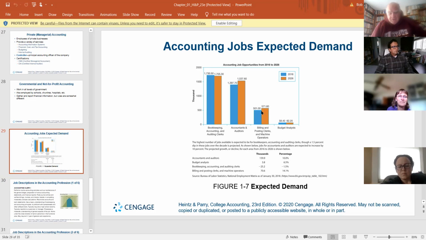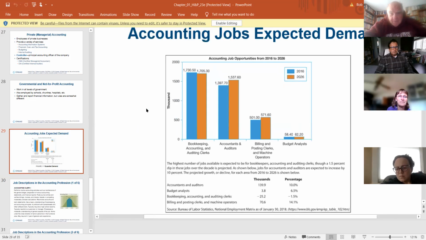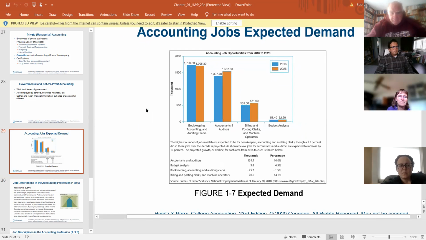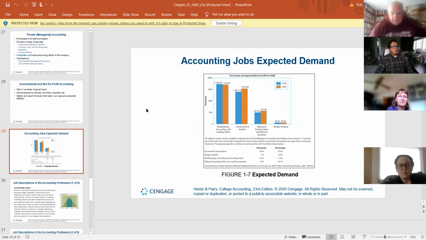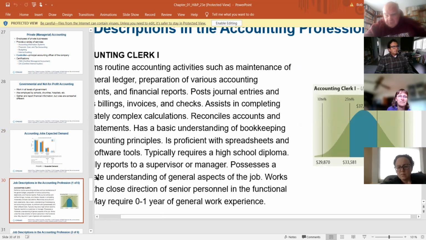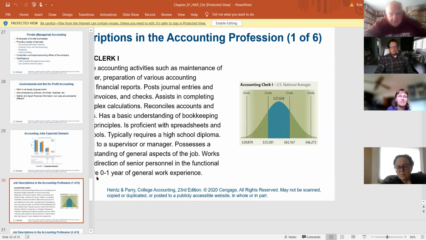And we'll end up by just glancing at these charts here. I don't even think anybody can read these things. And I guess I can make it bigger. They're just talking about the demand for accountants in the future. We agree that there's great demand. Accounting clerk, they're saying that you can make a salary around $37,000 a year.